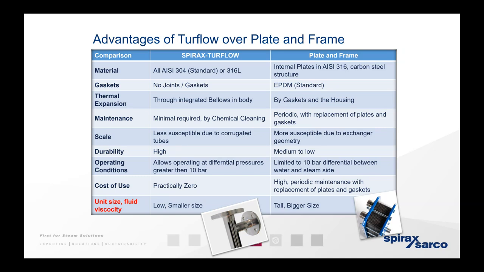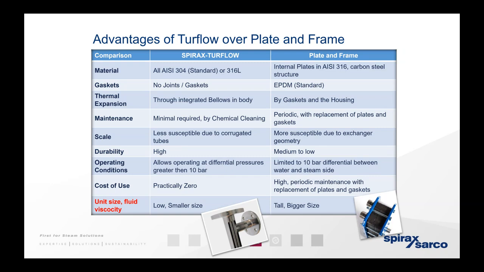On a plate heat exchanger, you need to periodically replace the plates because of corrosion, erosion, broken gaskets. Scale, so they're less suitable for, due to corrugated tubes, susceptible, sorry. Because you have a straighter flow path, there's less scale that can be formed on the pipes. Durability, so they're high durability compared to the medium-low of plate and frame. And operating conditions allow for operating differential pressures greater than 10 bar, whereas you're limited to about 10 bar on a plate and frame. There are some that go slightly higher, I believe, but not much.